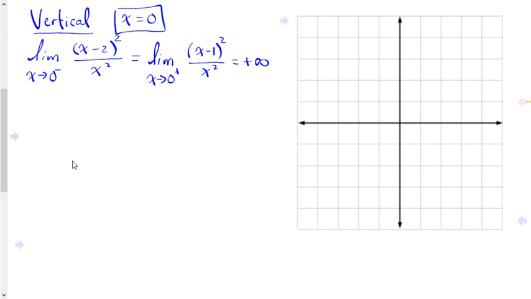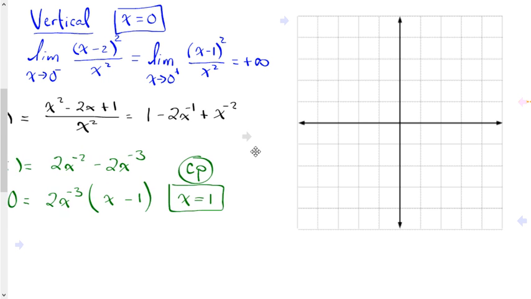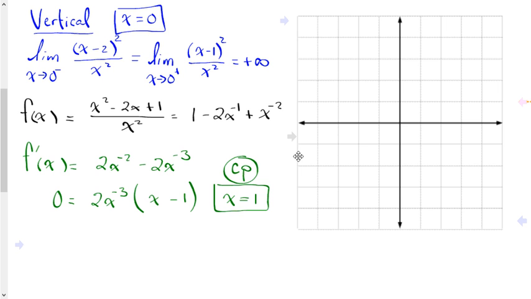The next stage is to look for critical points. So what I did was I expanded my numerator so I wouldn't have to use the chain rule, and actually I divided each term by x squared, so I rewrote it as powers of x. That simplified it, so I didn't need to use the quotient rule either. Well, that makes things a little bit easier for this question when it comes to taking the first derivative.